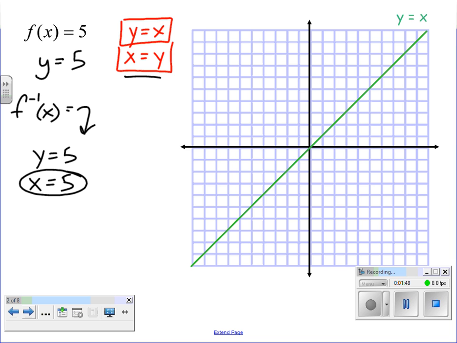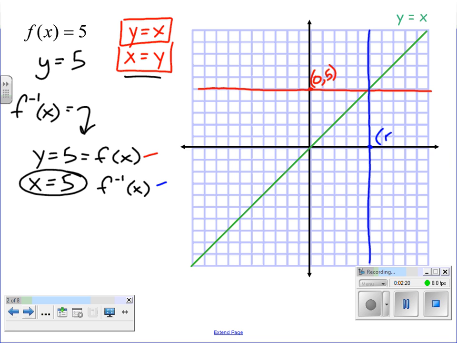So let's go back, and this is the inverse. And the original function is this one right here. Okay. So let's graph the original function in red. So y is equal to 5, which is a horizontal line going through the point 0, 5. Okay. Now let's go ahead and graph the inverse function in blue. And that's x equals 5, which is a vertical line going through this point here. Notice the two intersect on the identity line. Okay.